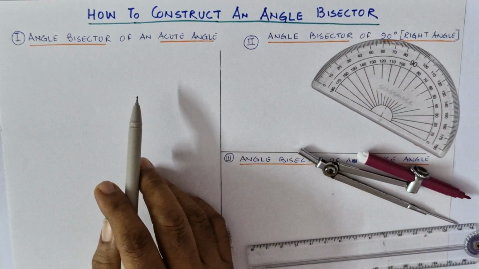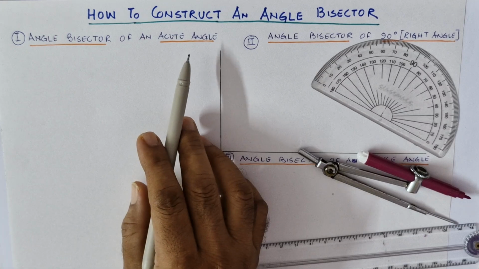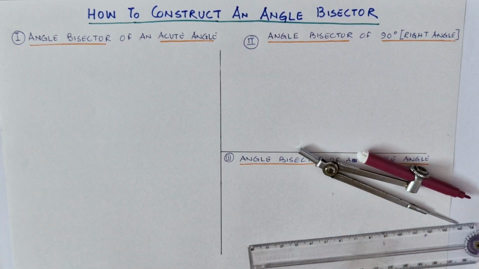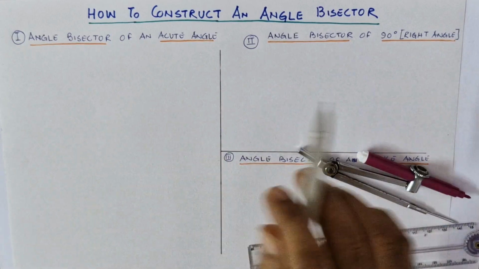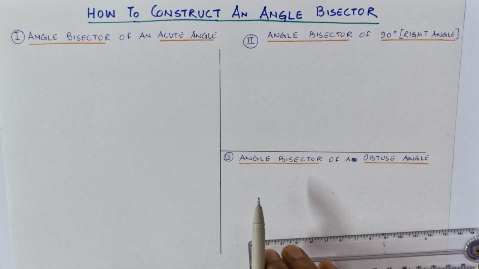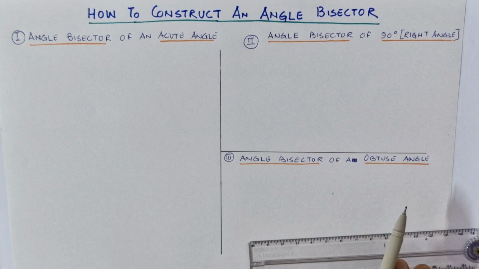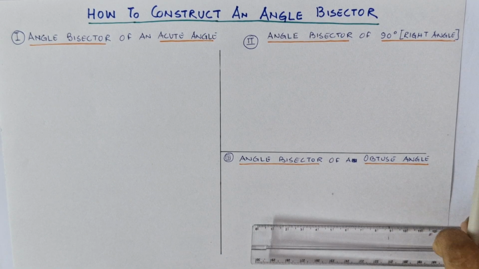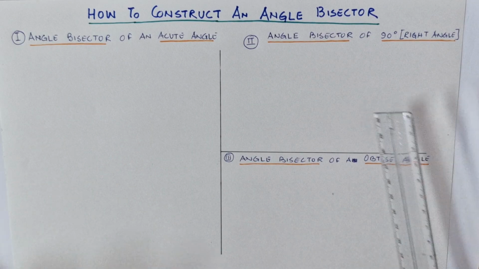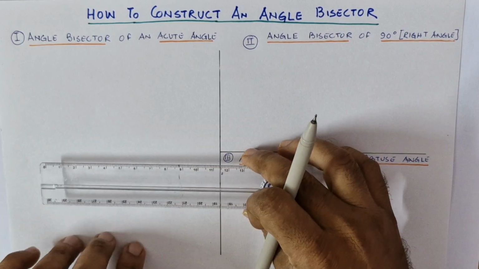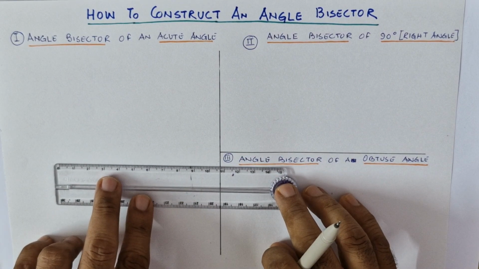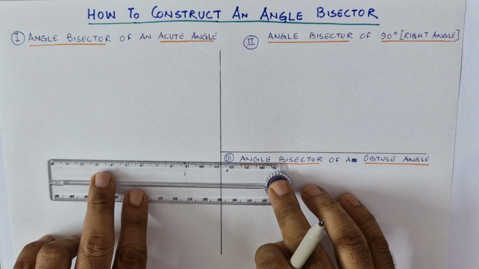First of all, we'll draw an acute angle. See, we have kept three spaces. One is the angle bisector of an acute angle. The second one will be the angle bisector of a right angle, and the third one will be the angle bisector of an obtuse angle. So let's start with the angle bisector of an acute angle. So we'll draw an acute angle. Now, what is an acute angle? An angle which is less than 90 degree but greater than 0 degree is an acute angle.